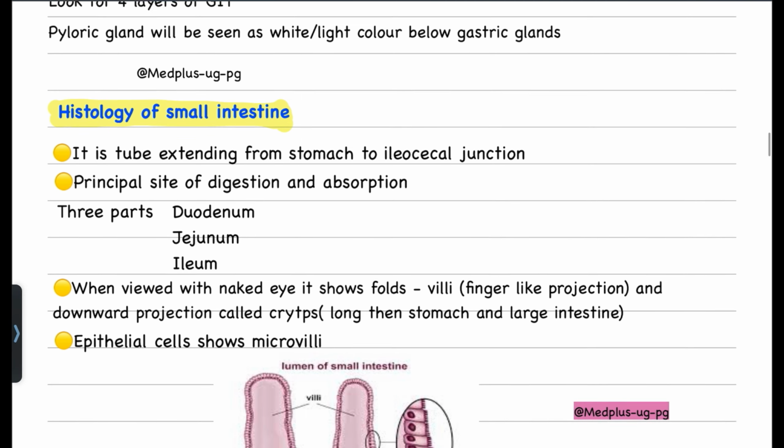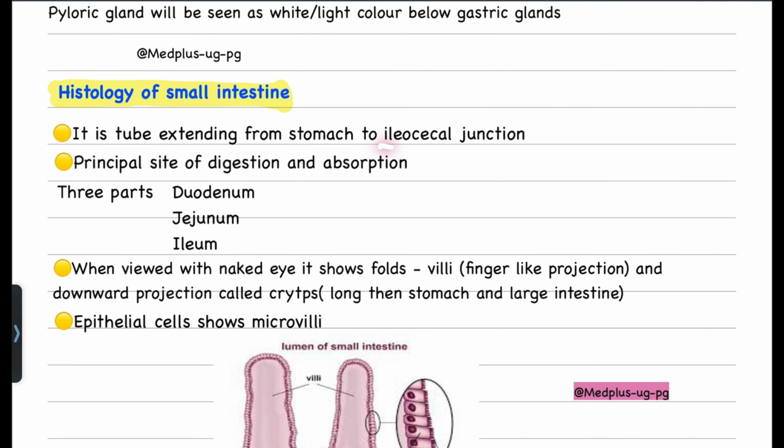Histology of the small intestine. It is a tube that extends from the stomach to the ileocecal junction.